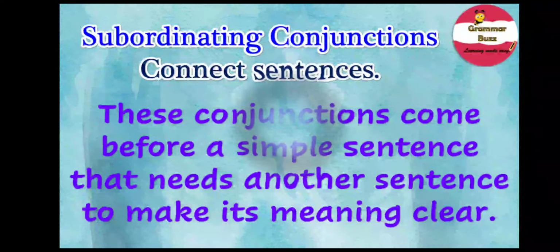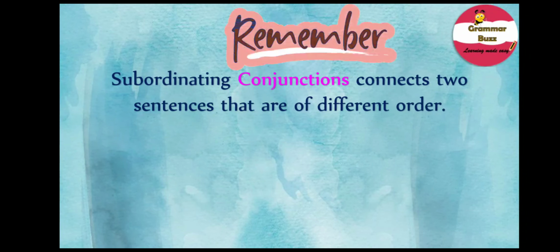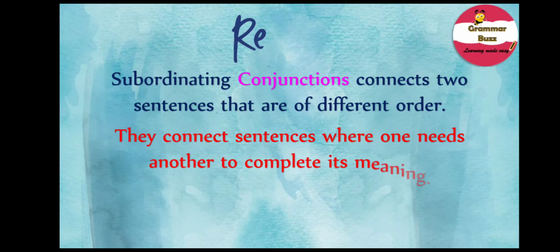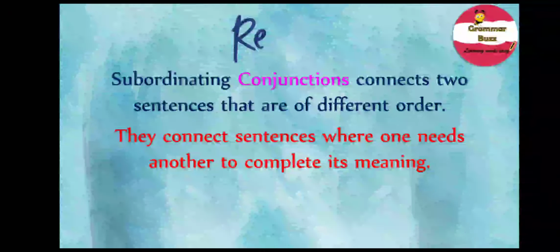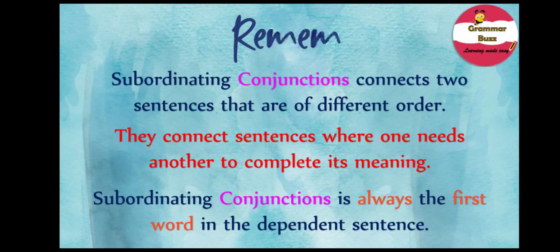So, now let us remember. Yes, here we have remember. So, remember to remember. What do we have to remember? Well, all we have to remember is that subordinating conjunctions connect two sentences that are of different order or rank. They connect sentences where one needs another to complete its meaning. And a subordinating conjunction is always the first word in the dependent sentence.